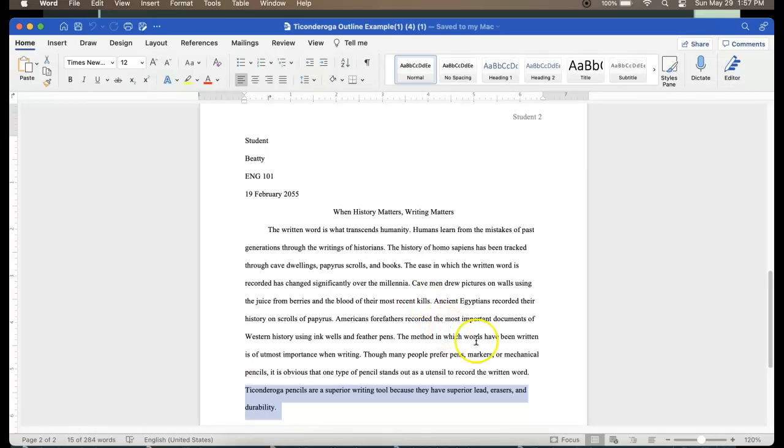Now, is this the only way to write an introduction paragraph? Absolutely not. You are free to use your own personal style, however you want to create an introduction paragraph. But if you find yourself staring at a computer screen and you aren't sure what you need to write down, this is a good place to start.